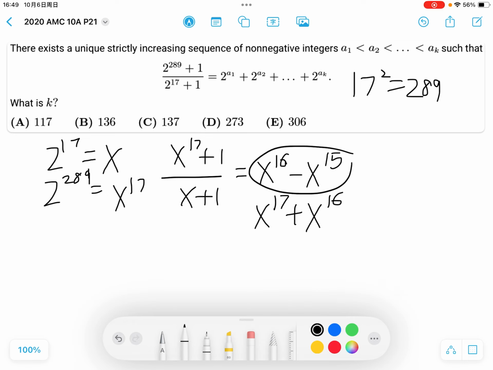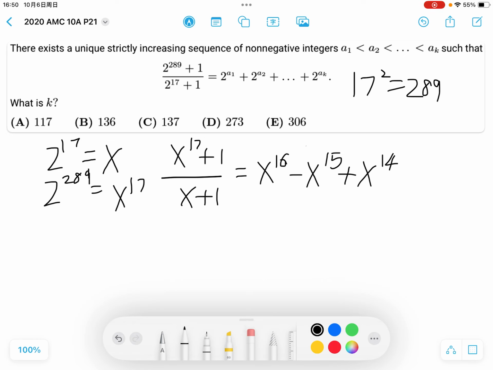Because when you multiply this by this, you get x^17 plus x^16 minus x^16 minus x^15. So the two x^16s cancel out. So this is what you get. But you don't want to minus this much. You only want a plus 1. So you want to add x^15 back. So you add x^14.